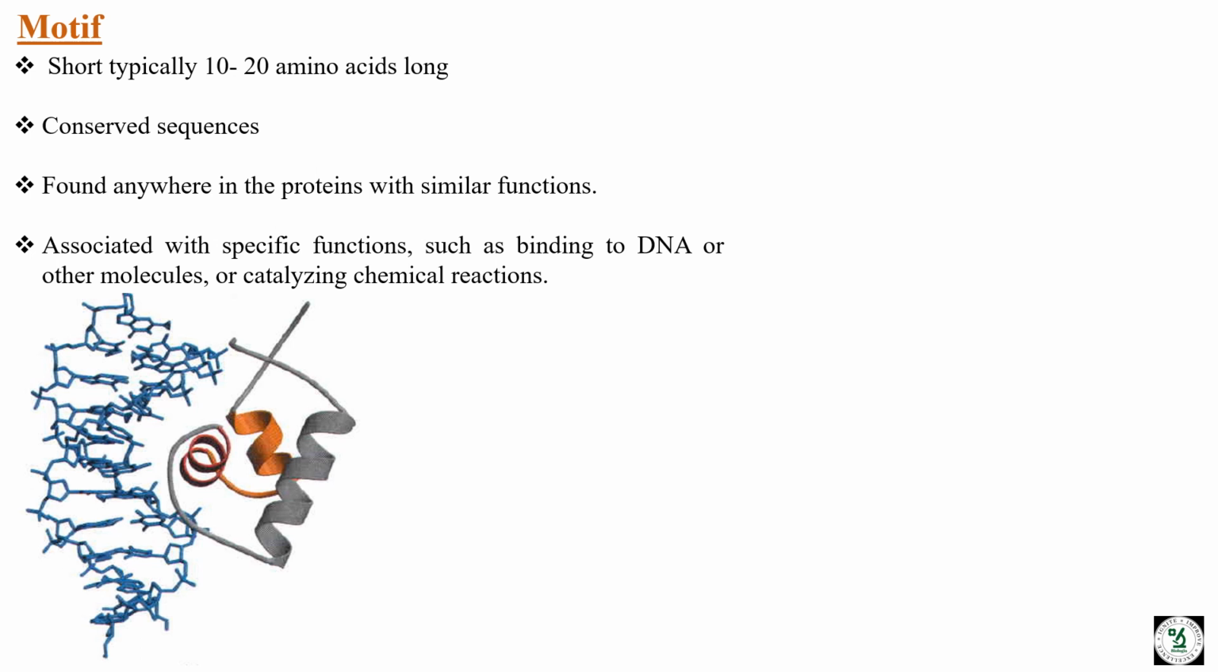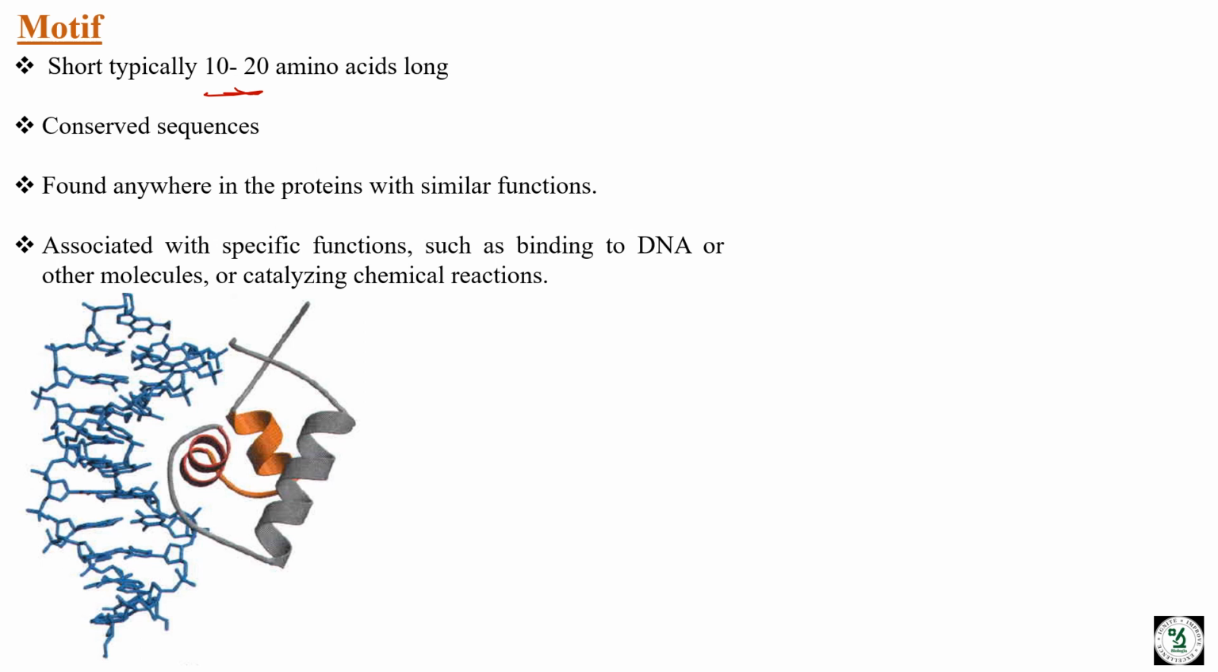In this slide, basically I am talking about the motif of a protein. So what are motifs? Motifs are typically short amino acid sequences, that is 10 to 20 amino acids, which are conserved sequences found anywhere in the protein and associated with a specific function. So motifs are the short conserved sequences found anywhere in the protein. There are various types of motif present in the protein.